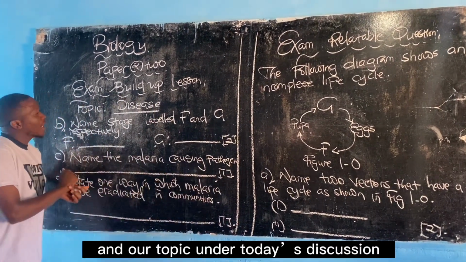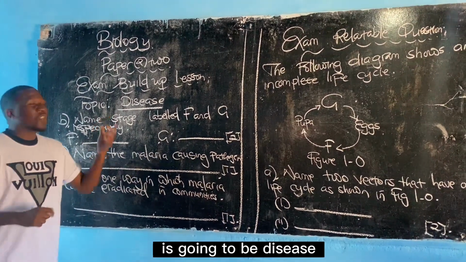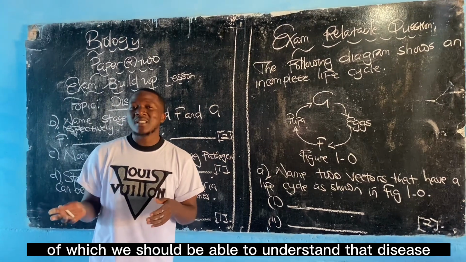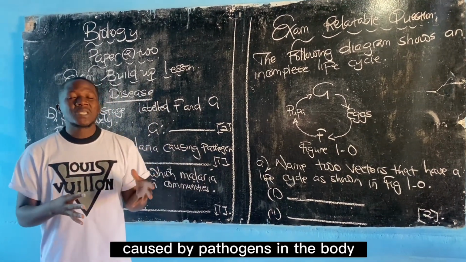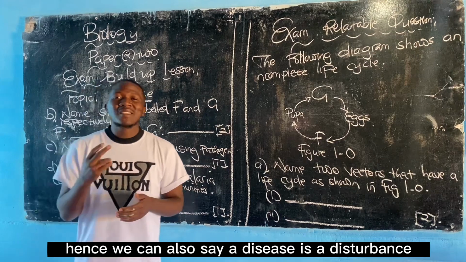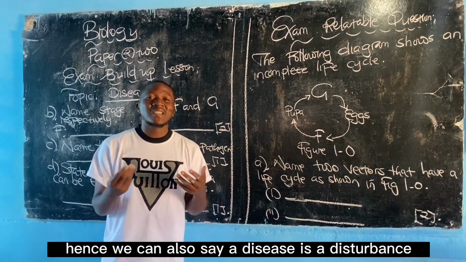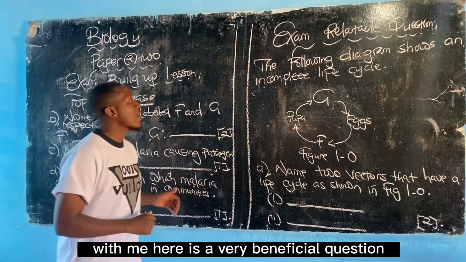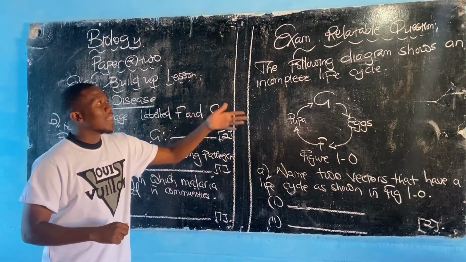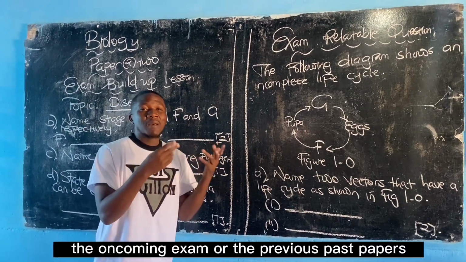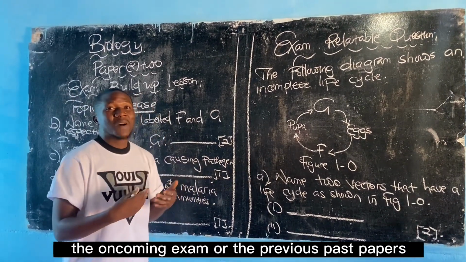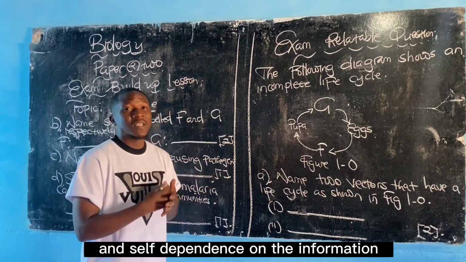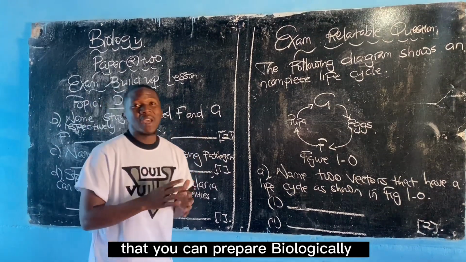And our topic under today's discussion is going to be disease, of which we should be able to understand that disease can rather be an infection caused by a pathogen in the body. Hence, we can also say a disease is a disturbance caused to the normal functioning of the body. With me here is a very beneficial question that is relatable to the oncoming exam or the previous past papers in order to help you improve on self-reliance and self-dependence on the information that you can prepare biologically.